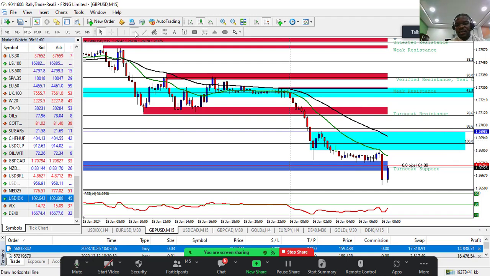Sell, then a take profit just below this low, right? Just below this low. The reason is the market has established a low, so more often than not, for a liquidity grab, it will come back to take out that low.